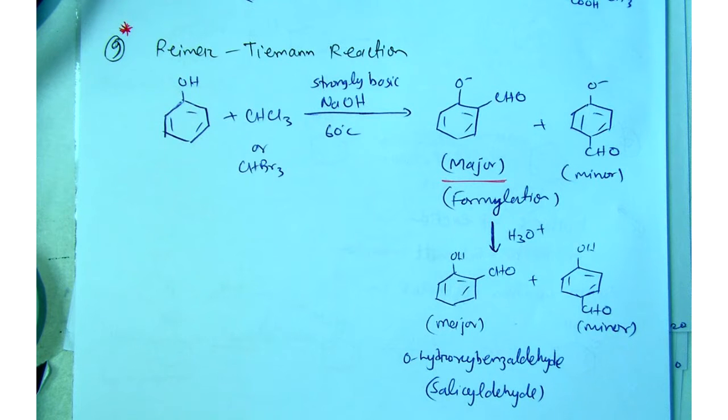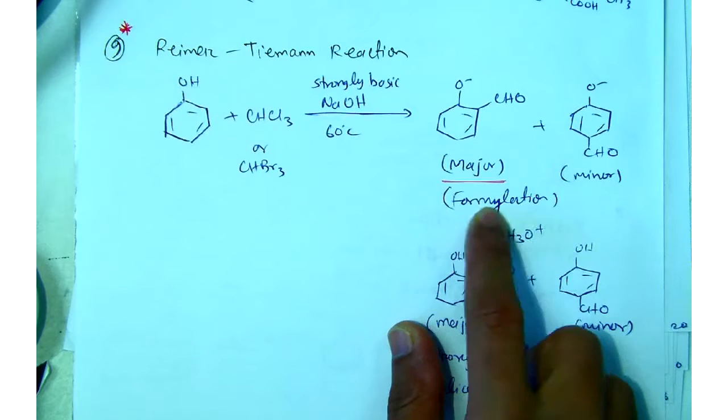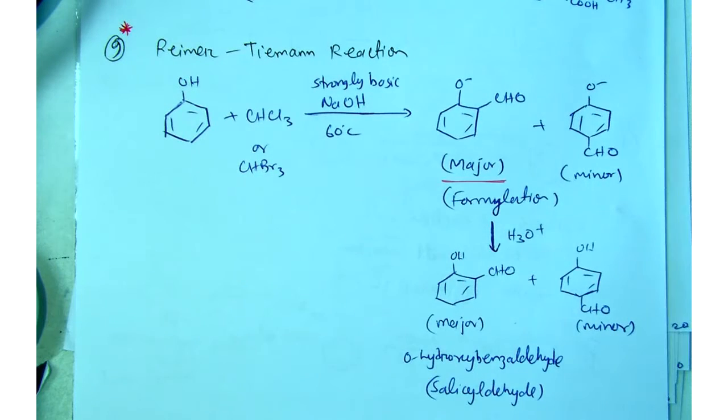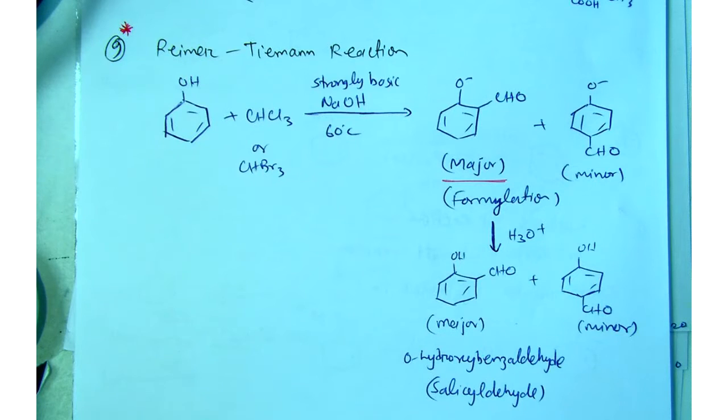This is the term formylation. Formylation is introduction of CHO group. Okay, so CHO group is called the formyl group, and adding a formyl group to something is called formylation.